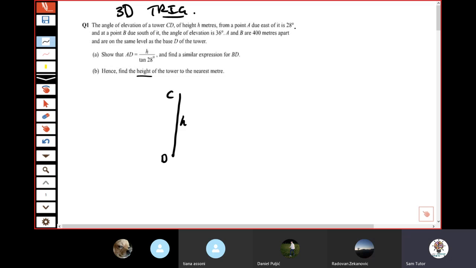From a point A due east of it, so due east, you're going to draw it like that. In fact, you're going to draw all of them like that, but at least you know now that that's east. And then the angle of elevation to the top of the tower from A is 28 degrees, which means that it has been elevated up 28 degrees. Does anyone have any questions up to this stage?